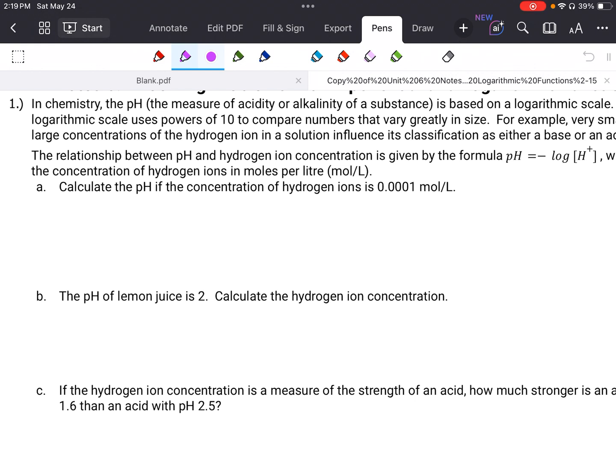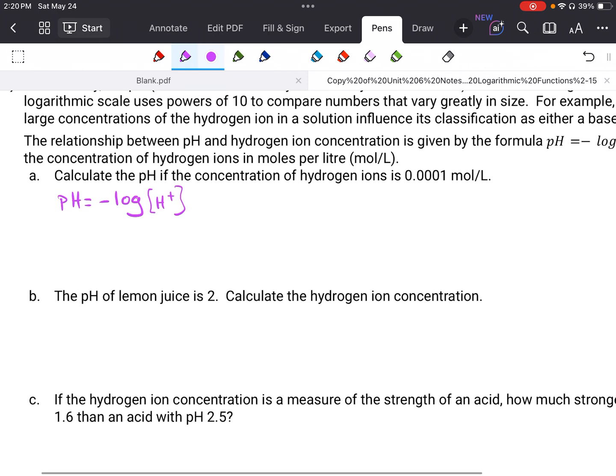So our formula of pH equals negative log H plus. Okay, calculate the pH if the concentration of hydrogen ions is 0.0001 moles per liter. Okay, so that will be in place of the H plus. So our pH is the negative log of 0.0001.